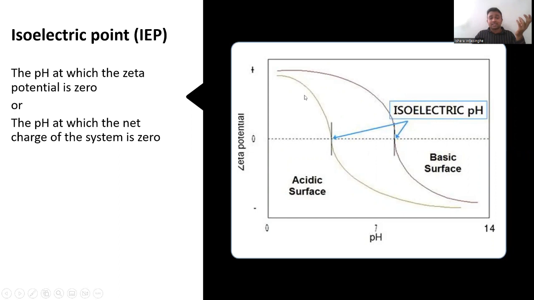The isoelectric point for acidic surfaces is below pH 7, and for basic surfaces it is higher than pH 7, right? So where the zeta potential becomes 0, the pH at that point is called the isoelectric point. Where the zeta potential is 0, the pH of the system is taken as the isoelectric point, right? Did you understand that? Yes, sir. Okay.